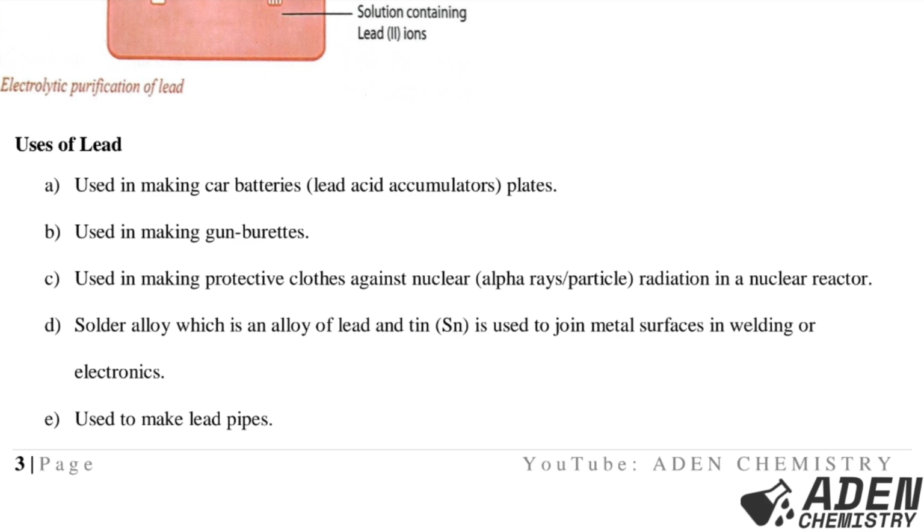Next, let's proceed to the uses of lead. Number 1, we are saying its use in making car batteries, that is lead acid accumulator plates. Number 2, its use in making gun bullets. Number 3, its use in making protective clothes against nuclear radiation in nuclear reactors, that is the alpha rays or alpha particles. Number 4, solder, which is an alloy of lead and tin, is used to join metal surfaces in welding or electronics. Then number 5, it's used to make lead bulbs.